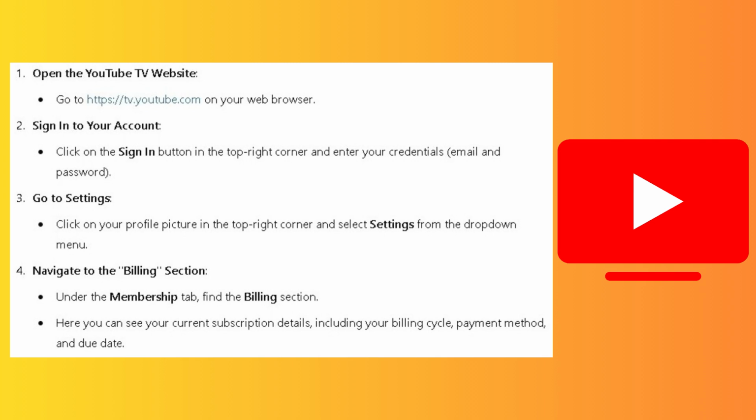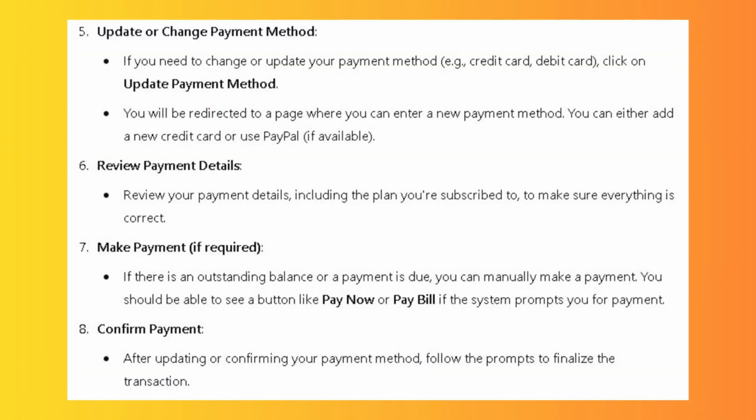Go to Settings. Click on your profile picture in the top right corner and select Settings from the drop down menu. Navigate to the Billing section. Under the Memberships tab, find the Billing section. Here, you can see current subscription details, including your billing cycle, payment method and due date.